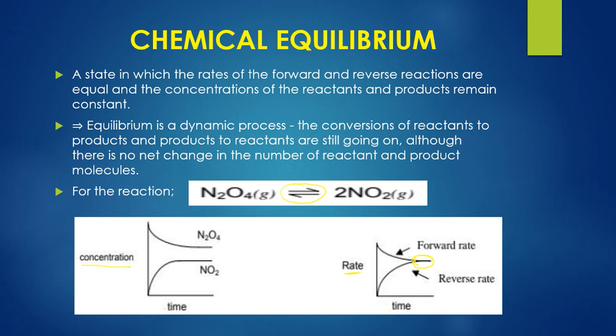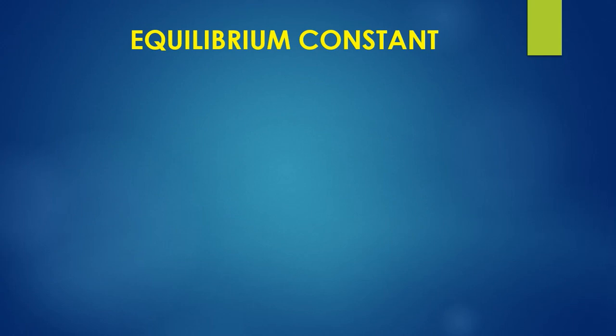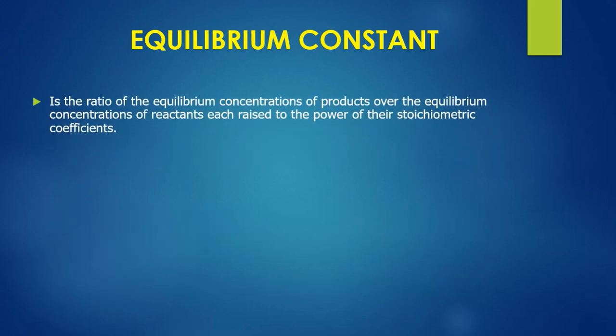So as we said, at chemical equilibrium, the rates of the forward and reverse reactions are equal. So here the concentrations of reactants and products remain constant. They're just the same. Now that you know what chemical equilibrium is, let's look at the equilibrium constant. So what is the equilibrium constant?